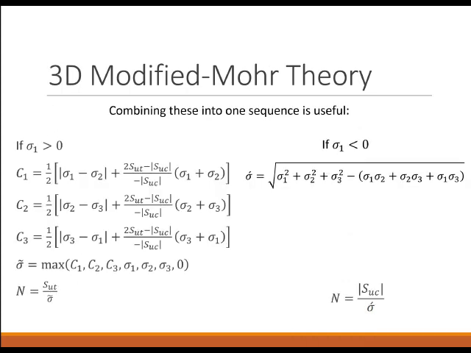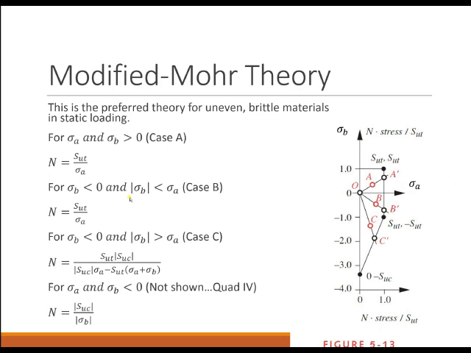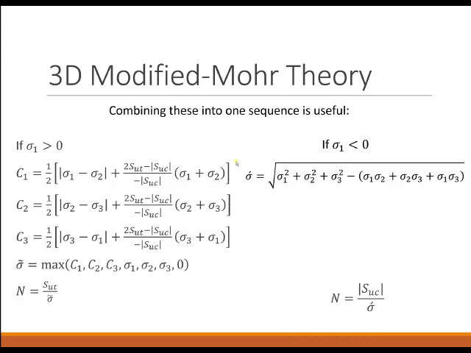So what if I expand this now to 3D? Well, the way to do it, instead of walking through the analysis and doing a graphical analysis, we'll do it with equations this time. And now we just say that if the highest principal stress is greater than 0, then we're going to find 7 different values. We're going to calculate C1, C2, and C3. And then we're going to compare, and we're going to take the maximum value of these C1, C2, C3 that we calculate, sigma 1, sigma 2, sigma 3, and 0. Whichever one of these values is the highest will be plugged into the ultimate tensile divided by that stress level, and that'll give me my factor of safety.